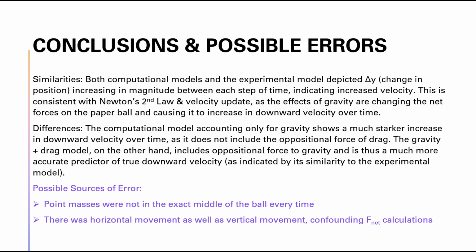So for some differences, the computational model accounting only for gravity shows a much starker increase in downward velocity over time, as it does not include the oppositional force of drag. The gravity plus drag model, on the other hand, includes an oppositional force to gravity and is thus a much more accurate predictor of true downward velocity, as indicated by its similarity to the experimental model.